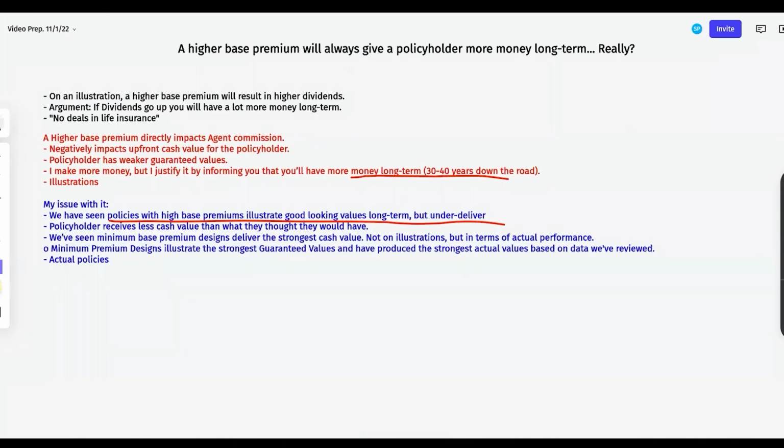So here is my issues in summary. What I just mentioned is my real issue there. But the policyholder receives less money. So first, they took that policy out, hoping they would have more money long term. They receive less cash value than what they thought they would have. Now, on the flip side, we've seen minimum base premium designs deliver the strongest cash value, not based on illustrations, but based on these two words right here, actual performance.